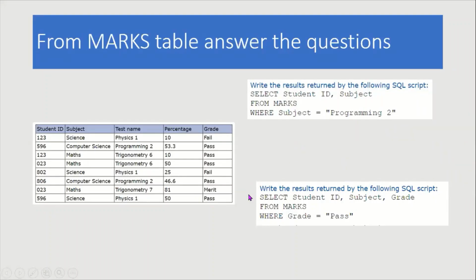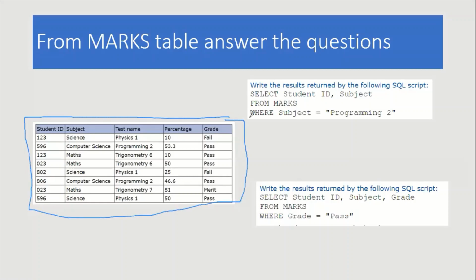We have the table named marks, and this is exactly the table that we have, of course. This is our table. And this is the first query that has been written here. It is select the student ID. So we do expect to get student ID. Also, we do expect to get the subject. We are selecting from this table called marks.